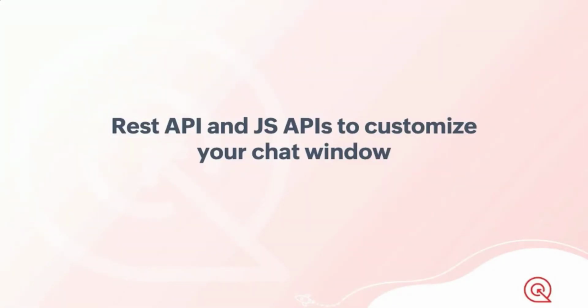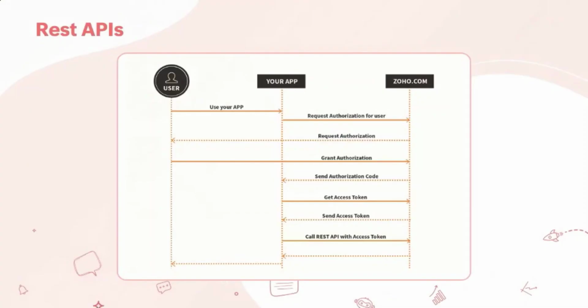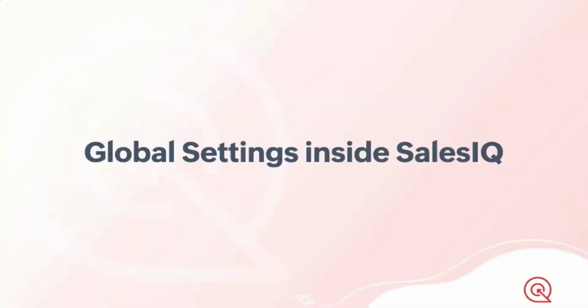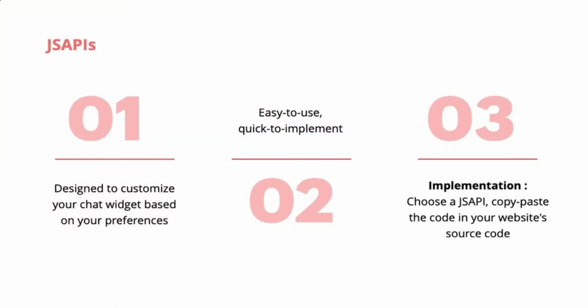Then we have REST APIs and JS APIs. So Zoho Sales IQ APIs are super easy to use. They're quick to implement, and they're basically designed to customize your chat widget based on your preferences, your JS APIs. So you can start exploring more about these APIs and learn how to harness the maximum out of them for your online business with all of our documentation. So how and where do you use these JS APIs?